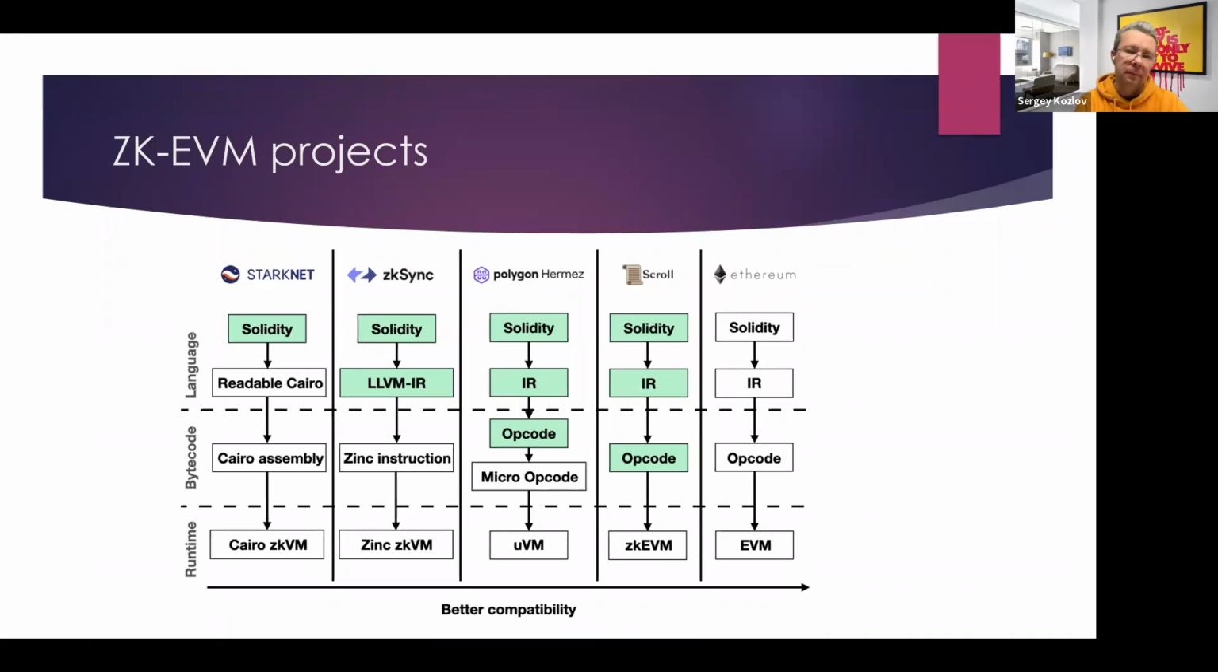StarkNet is less compatible because it has different bytecode. You should convert Solidity into another language, Cairo. I think you may also write the smart contracts directly in Cairo, so it's not required to write in Solidity. The advantage of StarkNet is that it's very fast. The disadvantage of Scroll is that it's very difficult to create this technology, and it takes more computational resources to calculate these proofs.